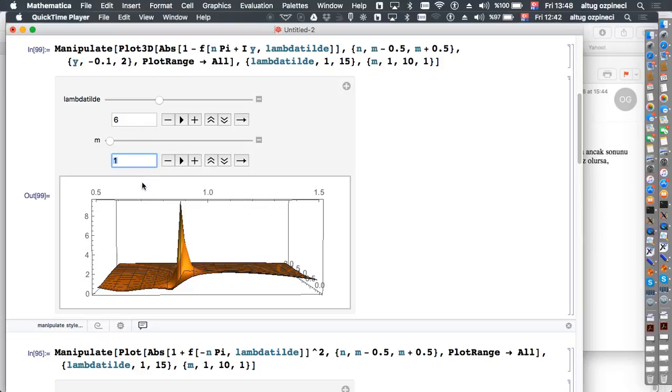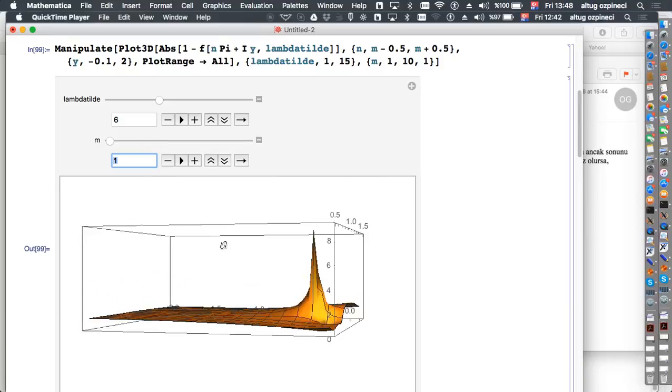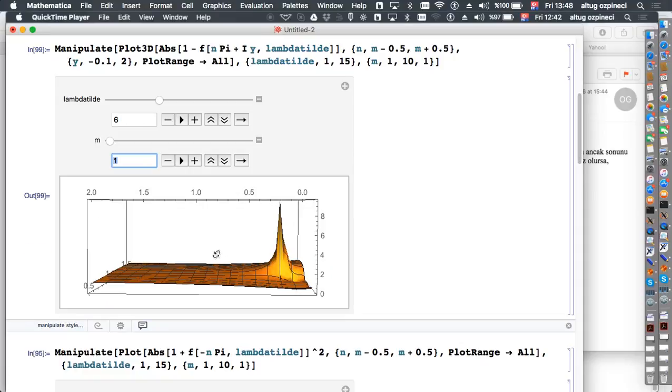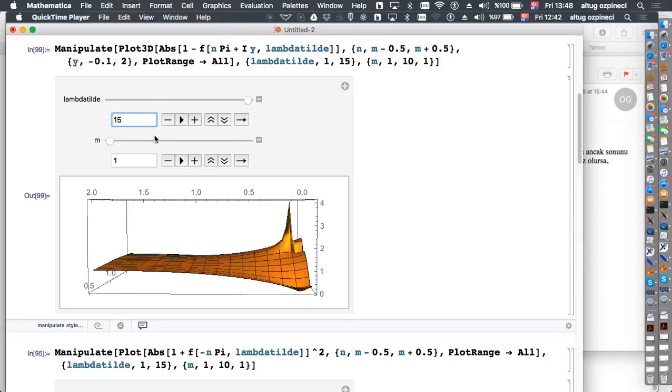Now the real part is somewhere close to 0.9. And also you see the imaginary part is disappearing. Before, in the imaginary axis, the imaginary part was something like 0.7. Now it is 0.2. Let us even increase it further from 6 to 15. Now it is even closer.